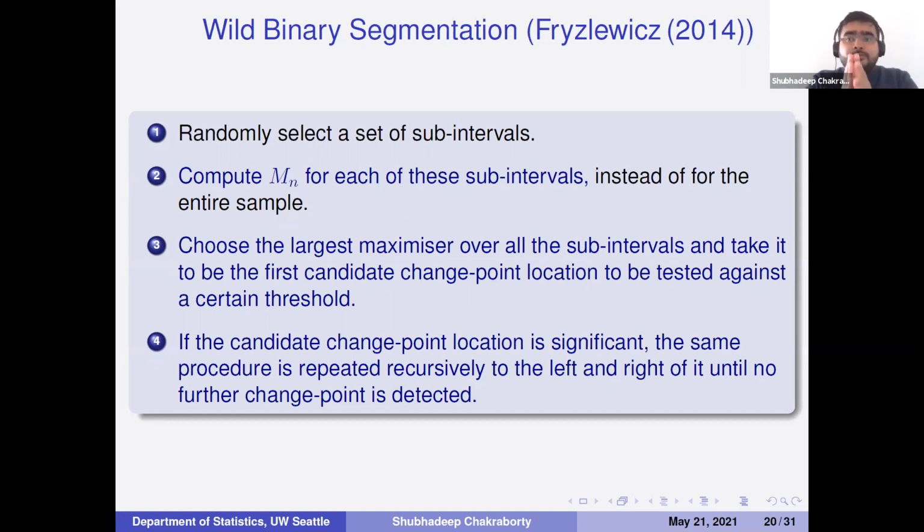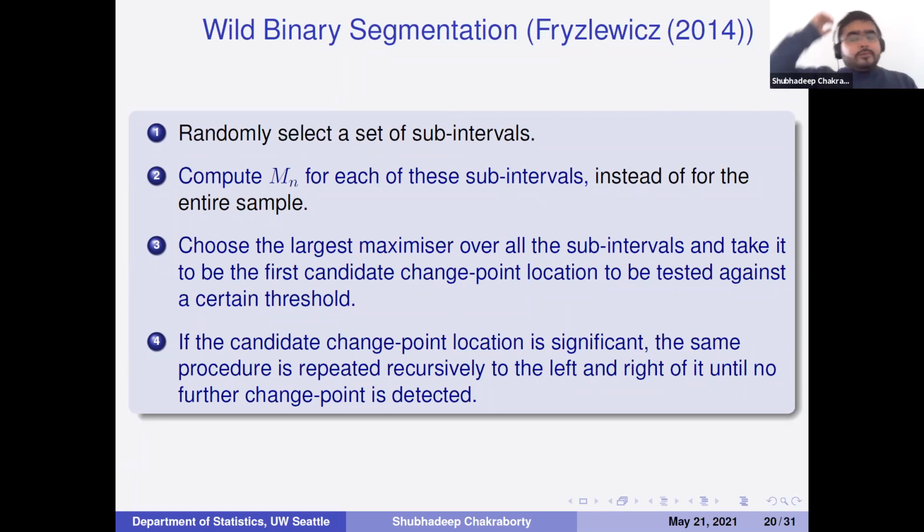If we find one candidate change point location to be significant, then bisect the entire interval into two parts, to the left and to the right of it, and keep repeating the procedure recursively until all the change points are detected and there is no further change point.